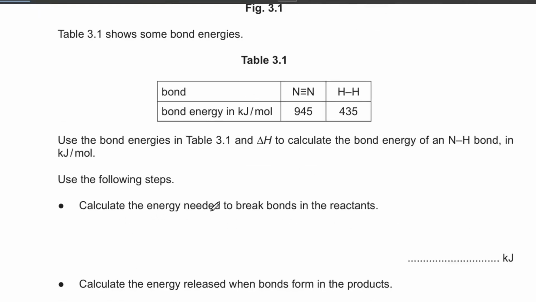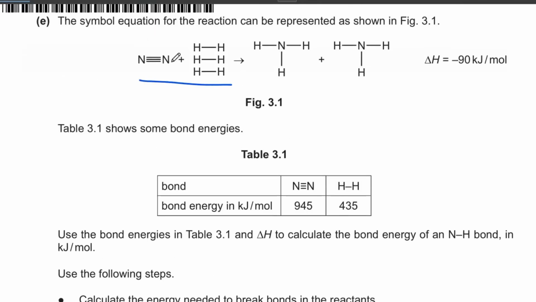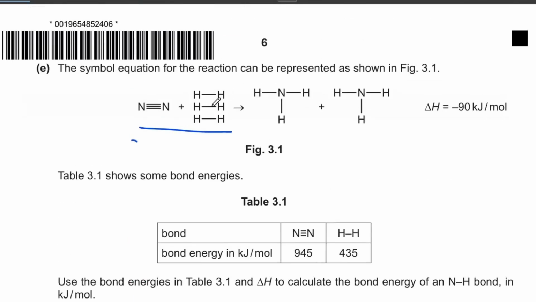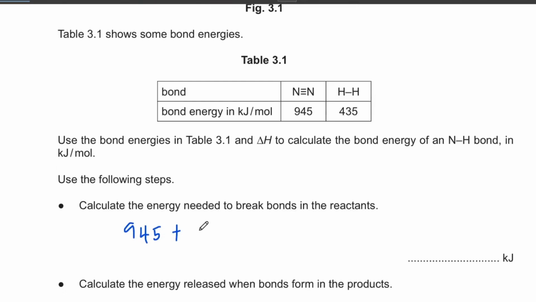So let's follow the steps. To calculate the energy needed to break bonds in the reactant, this is our reactant. We need to calculate the energy needed to break the bonds by adding the bond energies of this and this. Looking at our bond energies, the nitrogen-nitrogen triple bond is 945, plus the hydrogen-hydrogen bond is 435. We have 1, 2, 3 of them here, so it's 3 multiplied by 435. When you punch your calculator, you get 2250 kilojoules.